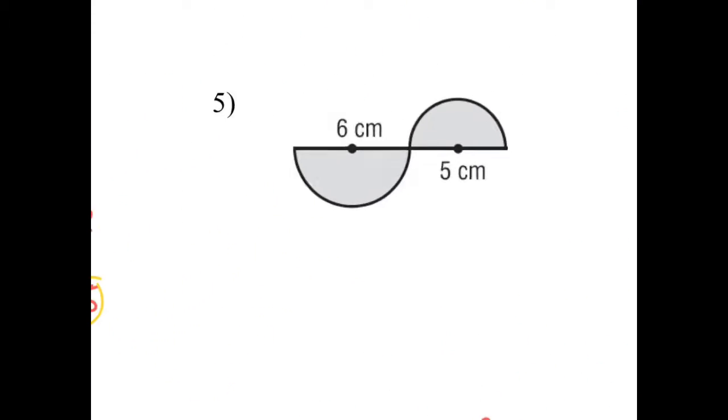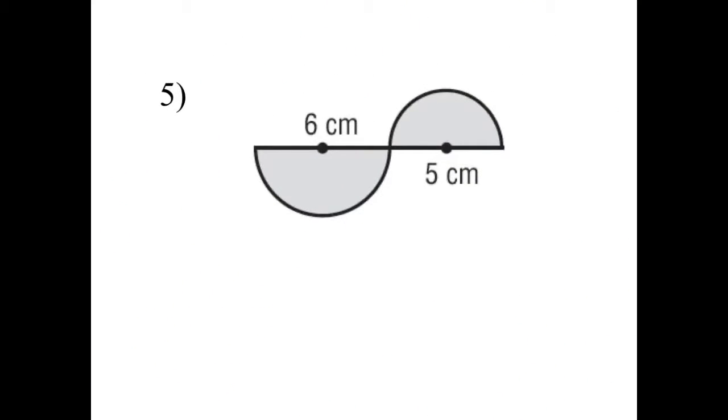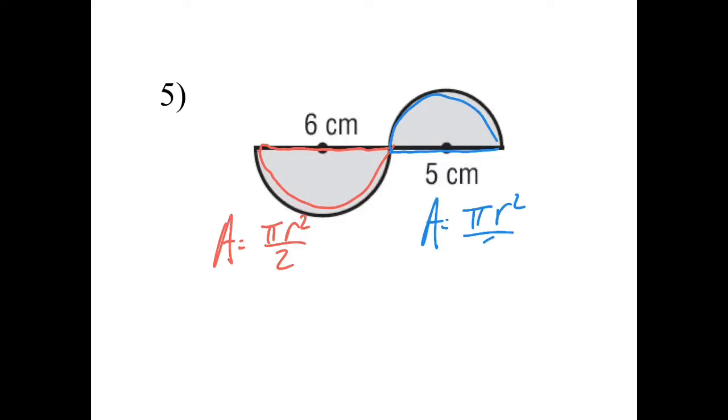Final one, number 5. So again, we have two of the same shape, but we have to do them both separately. So I've got my two semicircles. Red semicircle, I'm going to do A equals pi r squared divided by 2. For the blue one, I'm also going to do pi r squared divided by 2. And now I can start plugging in numbers.